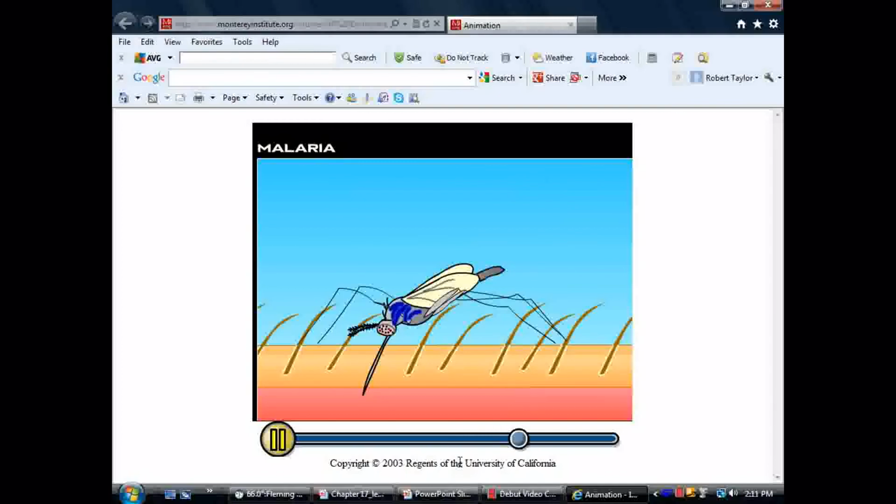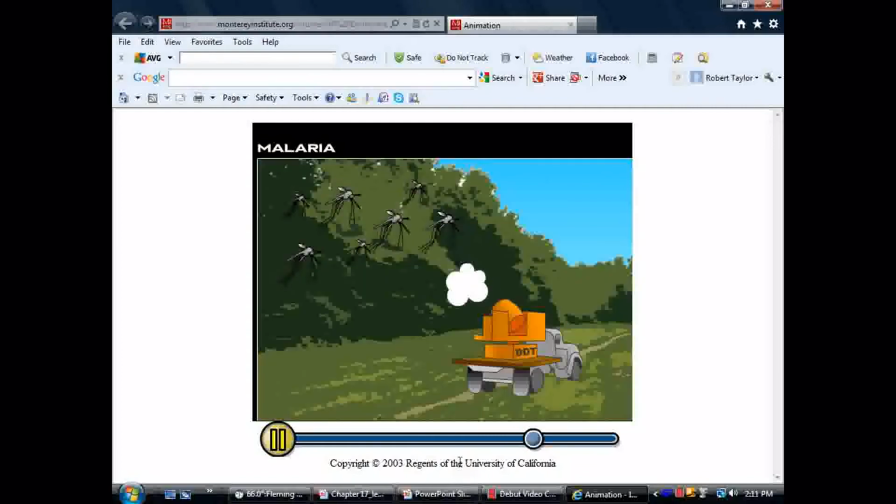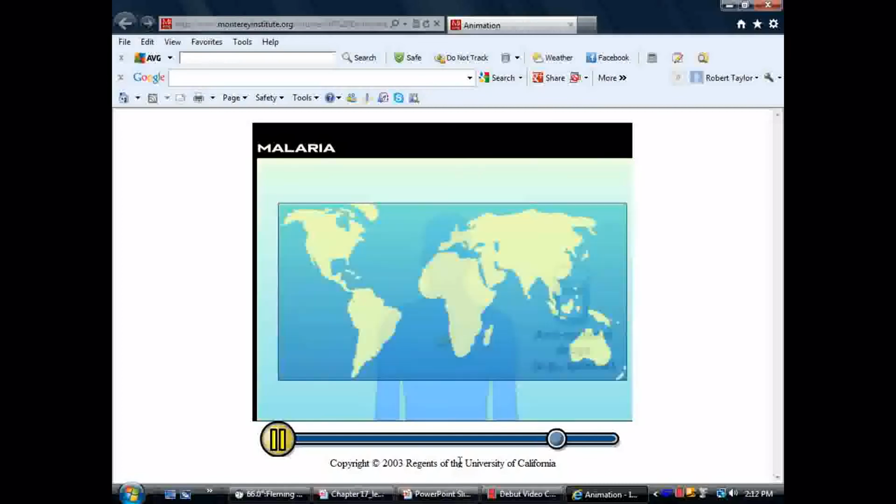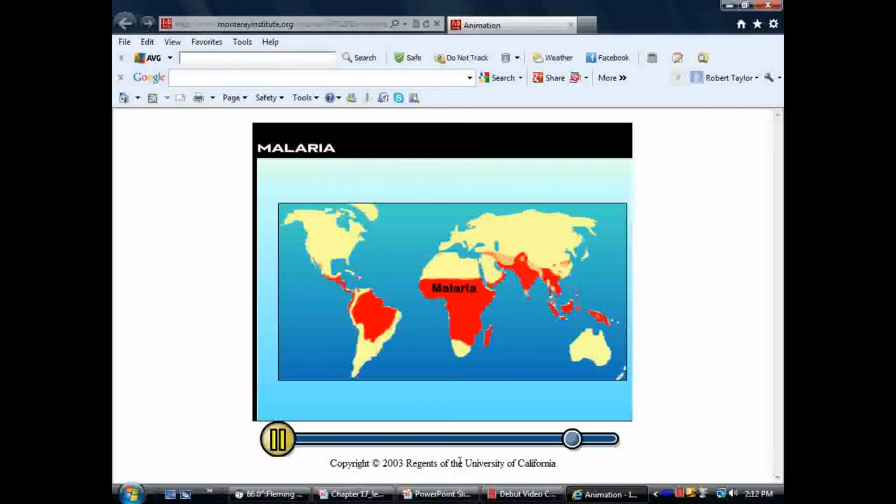Malaria was almost eliminated during the 1950s and 1960s. Mosquitoes were killed with insecticides such as DDT, and people were given anti-malarial drugs such as quinine. Since the 1970s, malaria has made a comeback because mosquitoes and parasites became genetically resistant to the insecticides and drugs used against them. The disease now infects more than 300 million people worldwide every year and kills more than 3 million of those infected.